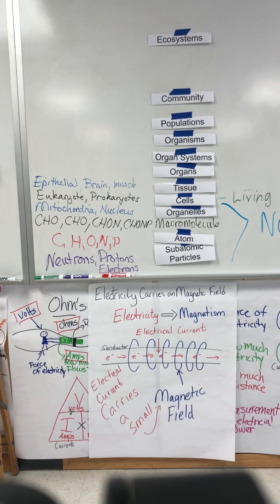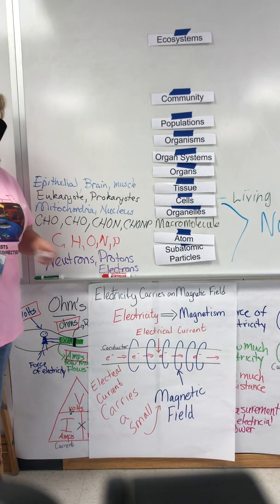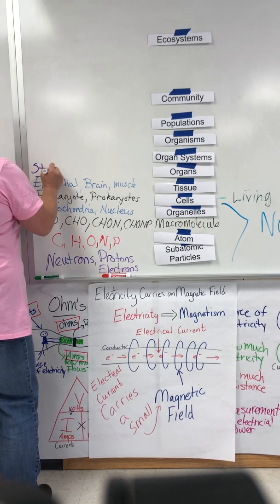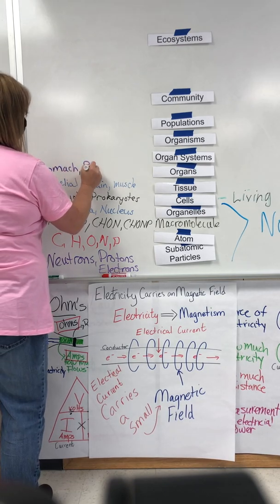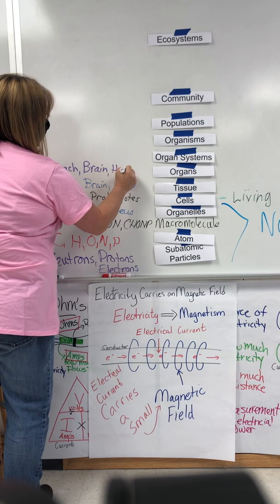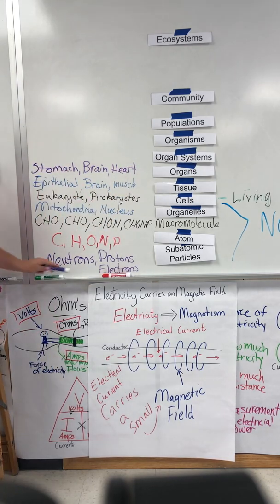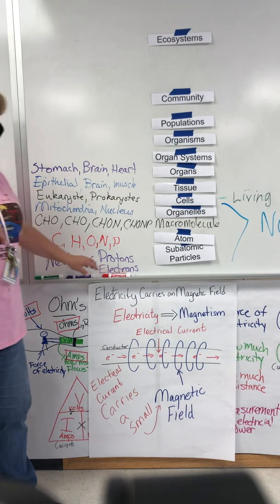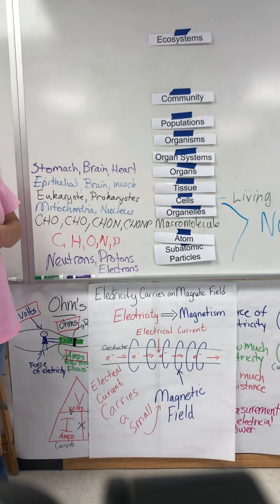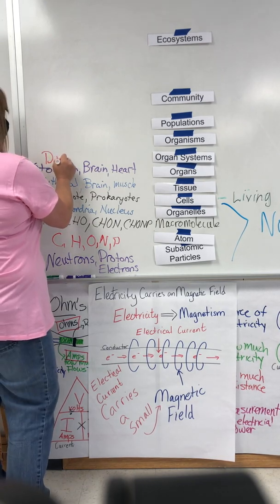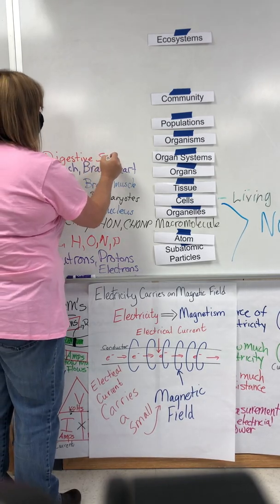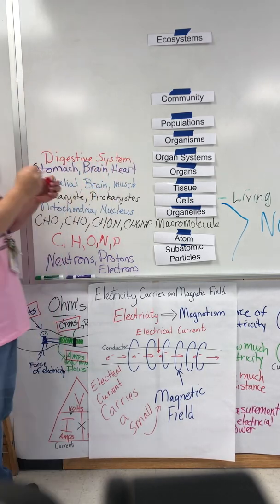Good job. All right, Yosef, what kind of organs do we have in our bodies? Stomach, brain, heart, muscle. Great job. And those get together and they make organ systems. Berkeley, give me an organ system, which would be several organs working together. Digestive system, I'm using that right now because I ate lunch. It involves my mouth, my esophagus, my stomach.